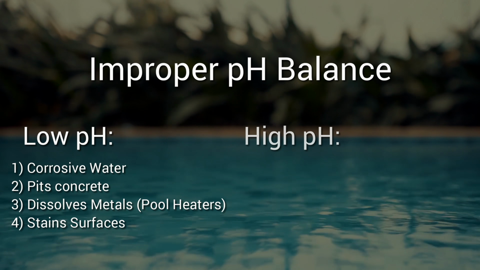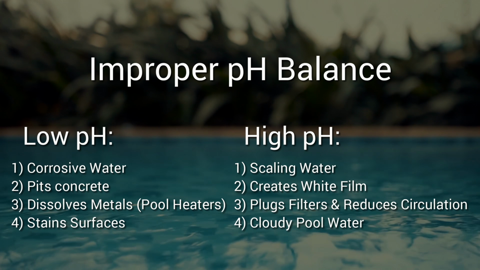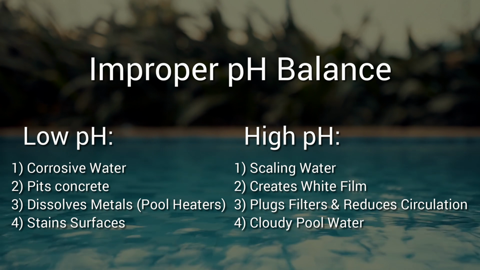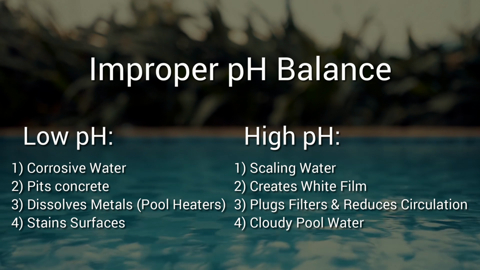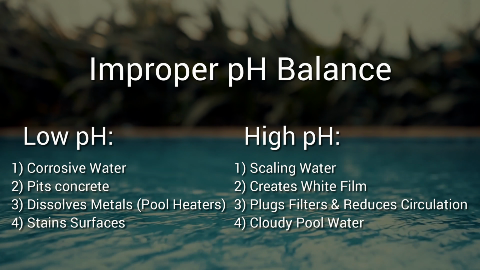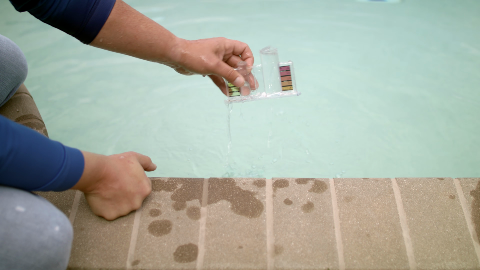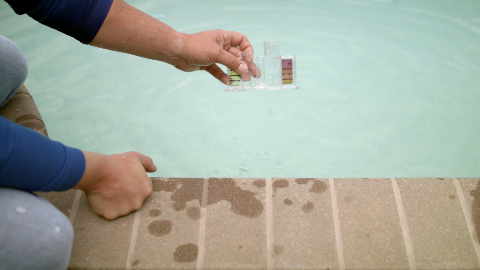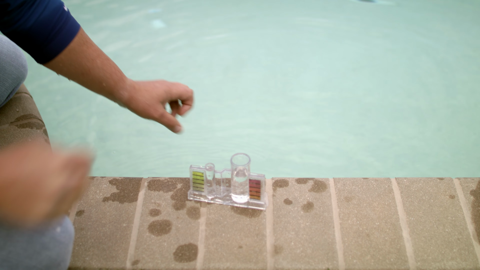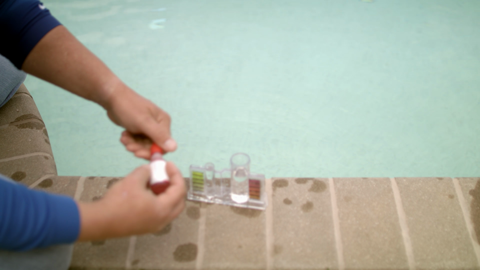High pH will cause scaling water. It creates a white film and crusty deposits along the tile line and on your surface. It also plugs your filters and reduces circulation. You'll also end up with cloudy pool water. Now take the comparator tube and collect a water sample in the manner we did for the chlorine sample. Once you have filled the comparator tube to the instructed line, you will add a reagent that will give you a colored water sample.